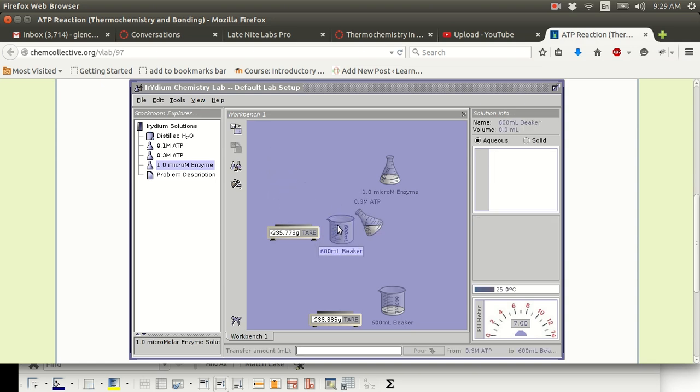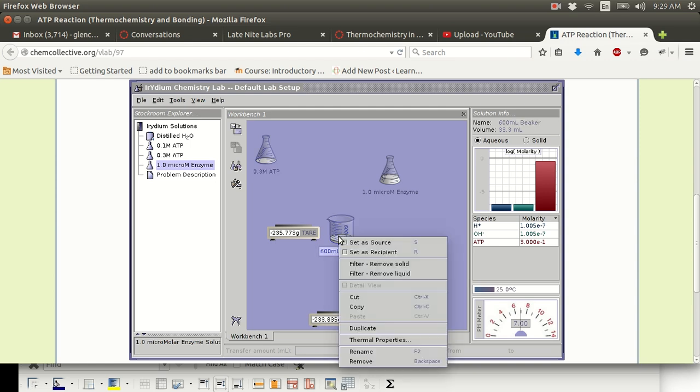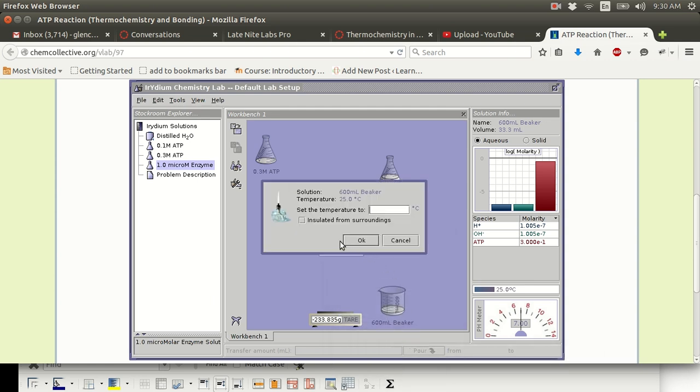You add your ATP solution, and then you right-click on the beaker. This is a step that's not in the instructions, and it's not required. It's just a hint to make your lab a little easier to do. Right-click on the beaker, select Thermal Properties, and then select Insulated from Surroundings. Click on OK.